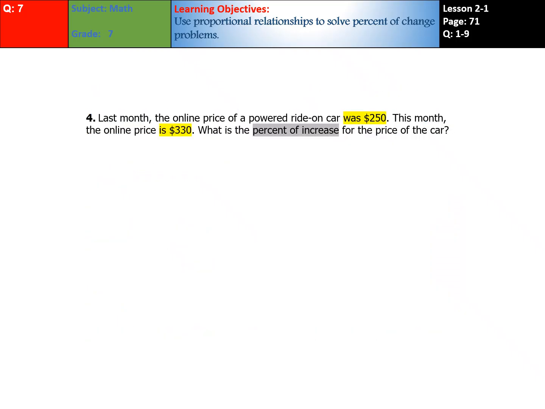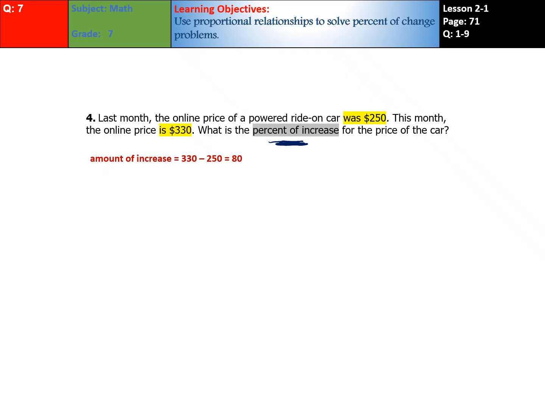Question number 4. What is the difference between the first 3 questions and question number 4? Only that they had just 2 numbers and here it is a word problem, but the method is the same. You will figure out that it is a percent of increase. Last month the online price of a powered ride-on car was $250. This month it is $330. What happened? Is it an increase or decrease? Increase. We have to find first the amount of increase, that is 330 minus 250, 80.